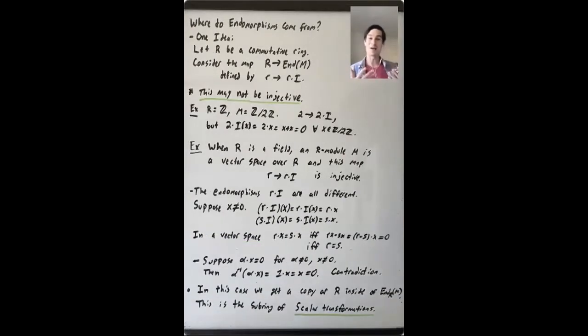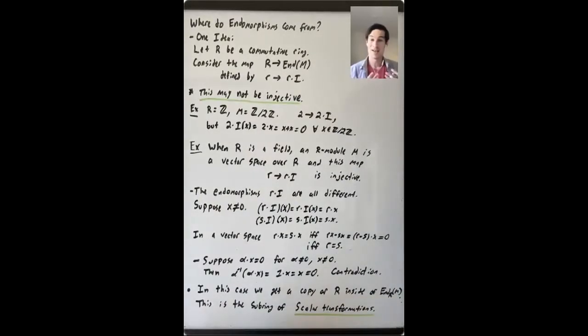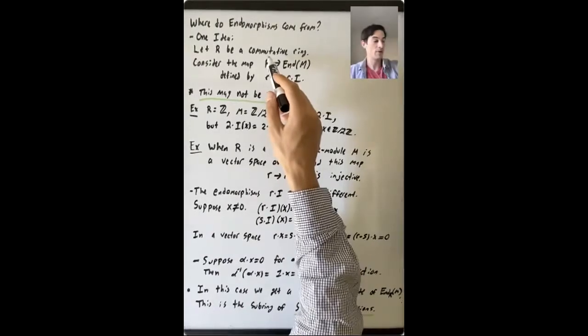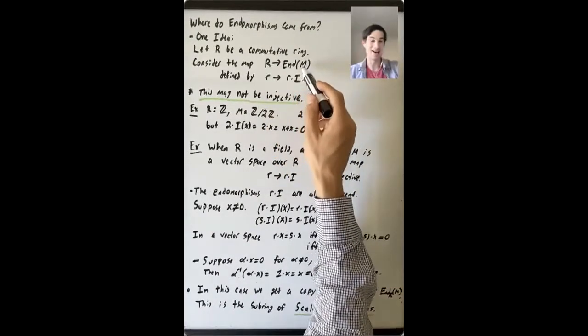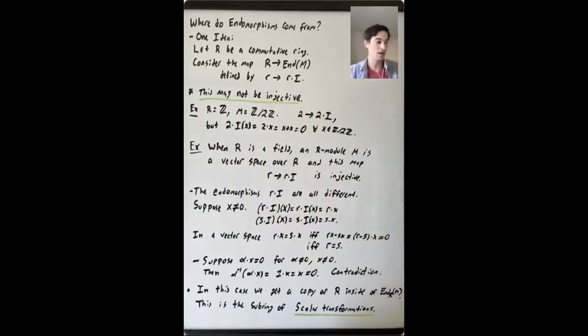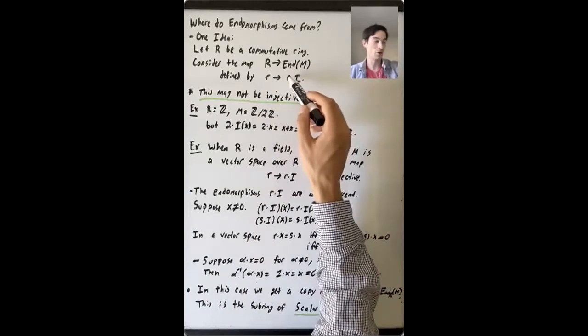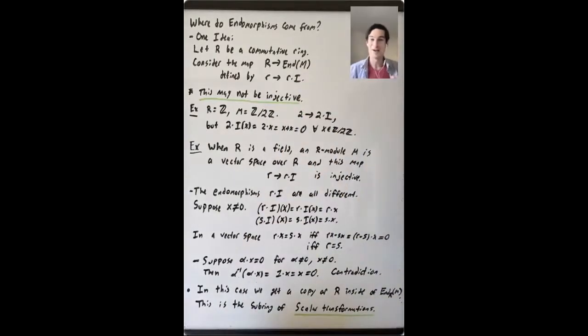Let's briefly talk about one last issue. Where do endomorphisms come from? In general, that's a hard question to answer, but here's one idea. In the case that R is a commutative ring, we can consider this map from R to the ring of endomorphisms of our R module M, defined by taking the ring element r to the endomorphism r times I. Remember, there was this whole discussion about Hom_R(M, M).